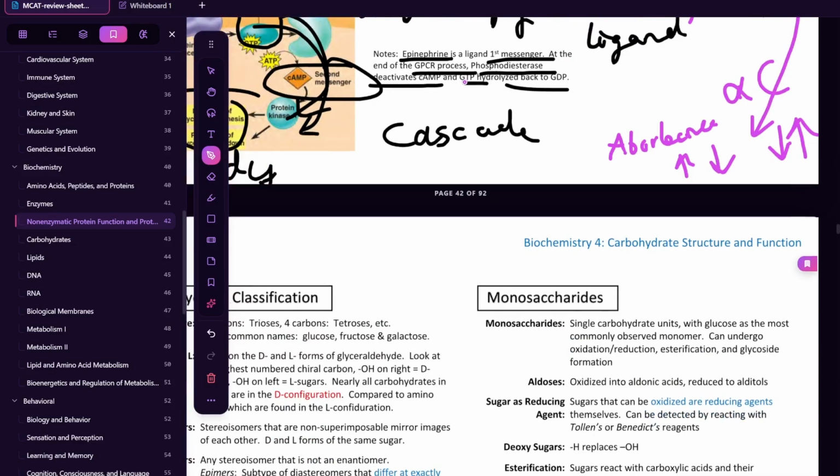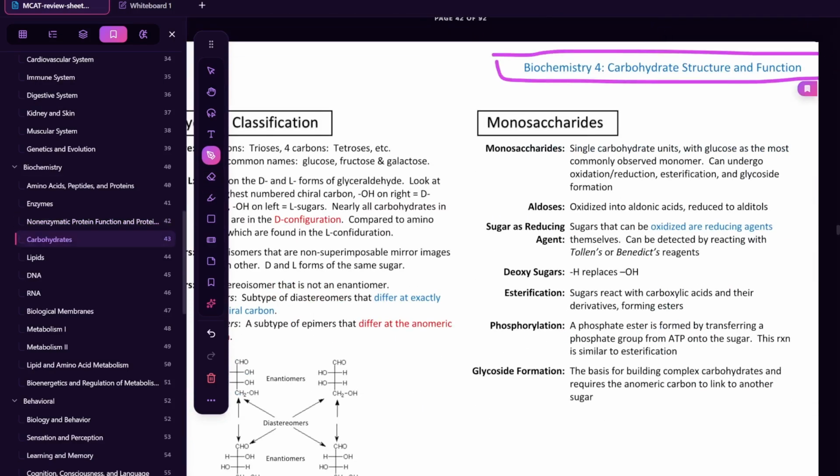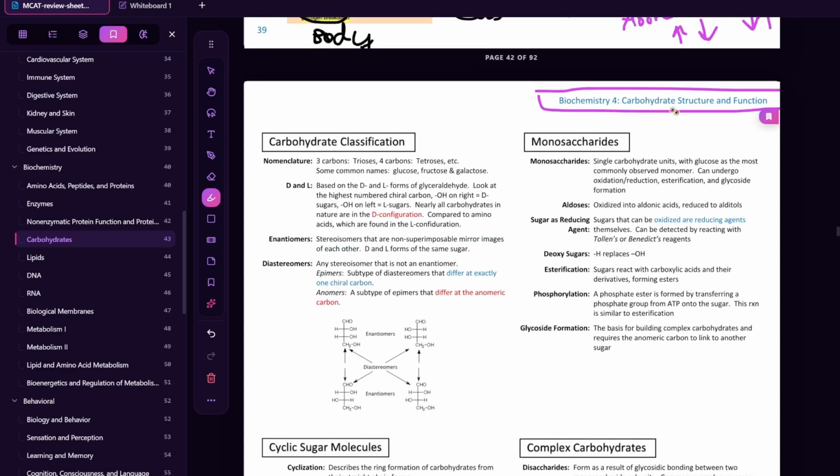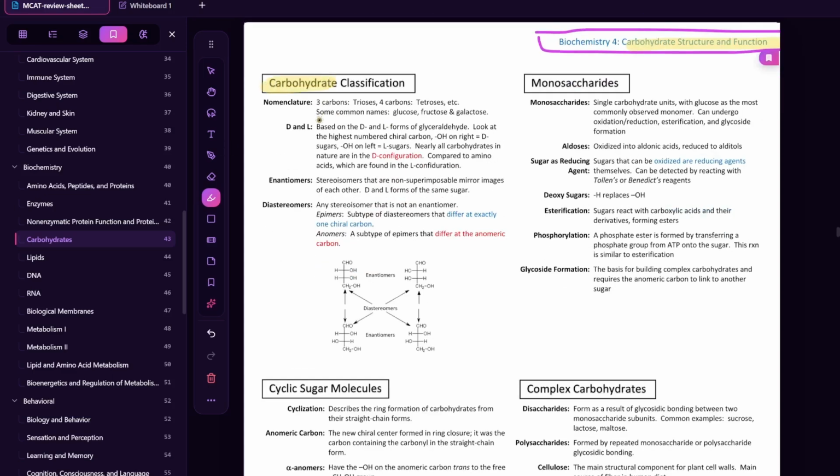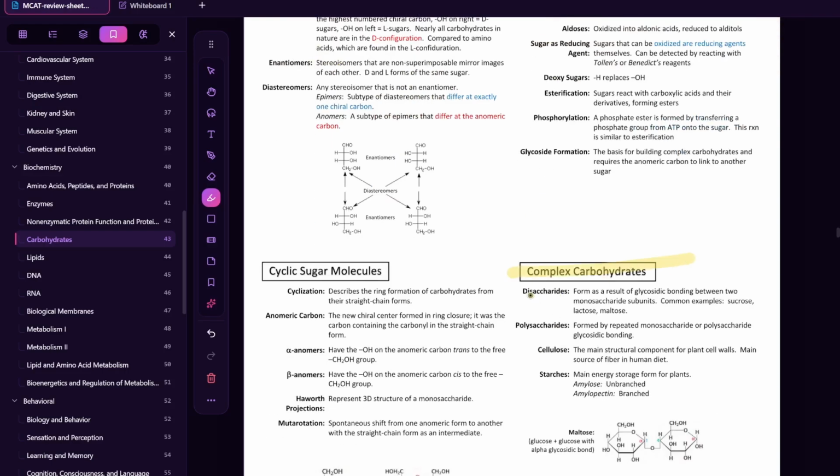All right, we can move on now to carbohydrate structure and function. So now we can go over biochem for carbohydrate structure and function. Carbohydrates can be monosaccharides, or they can be complex carbohydrates such as disaccharides and polysaccharides.